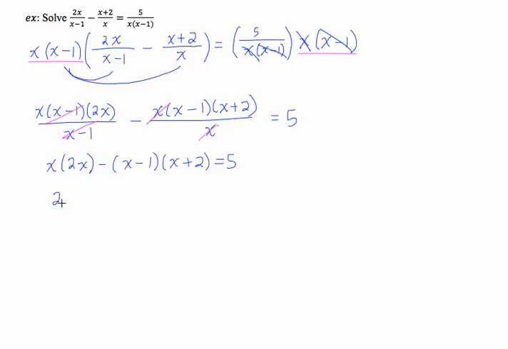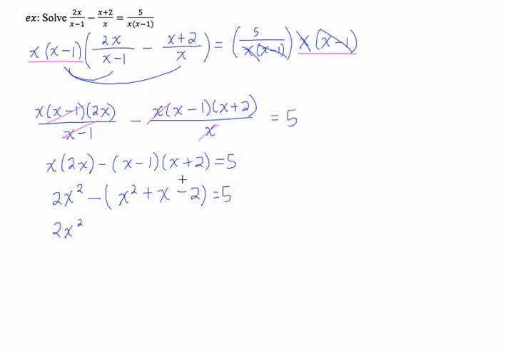2x times x simplifies to 2x squared. This, to simplify, I'm going to have to FOIL that out to get x squared plus 2x minus x plus 1x minus 2 equals 5. And at least now it should be obvious that yes, it is a quadratic equation here. So let's keep going and simplifying and get it equal to 0 on one side.